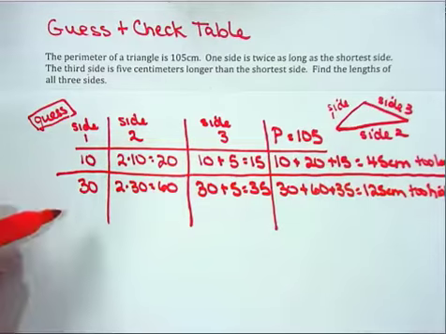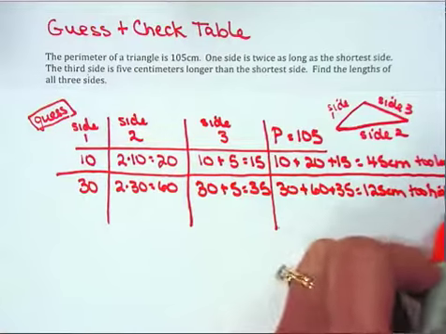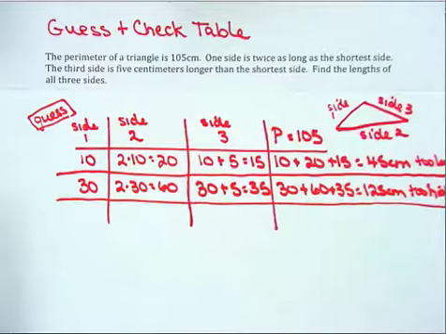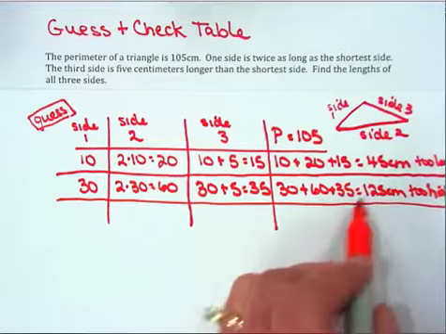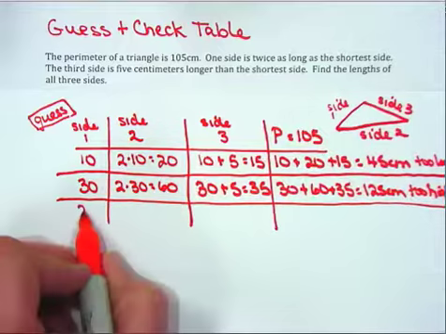And now I know I've got it trapped. It's not 30 centimeters long, it has to be less than that, and it has to be greater than 10. So I'm going to try another guess. This time I'm going to try something closer to 30 because the perimeter was closer, and I'm going to guess 25.